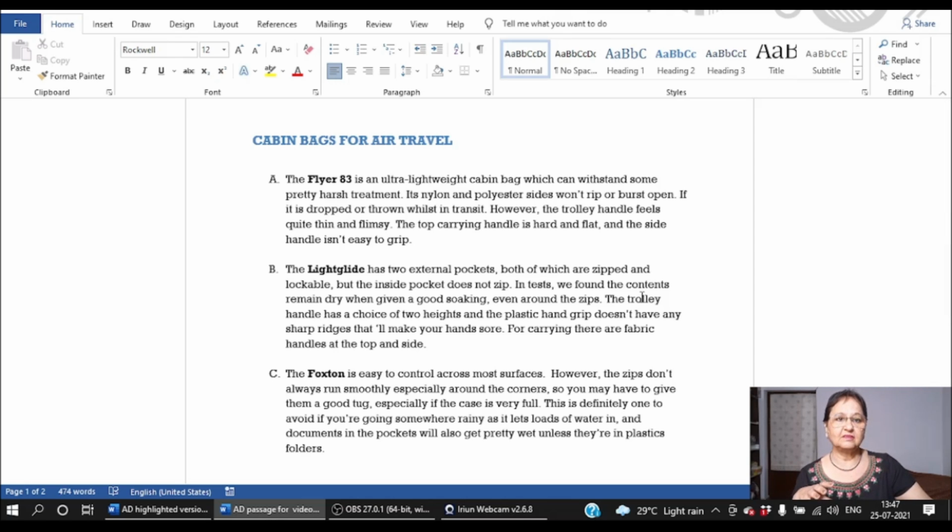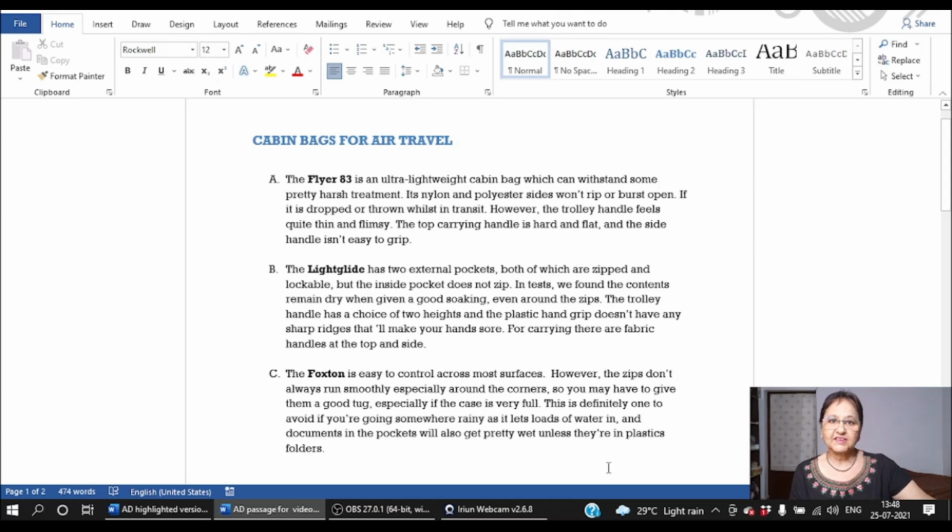When you read the heading, you need to spend at least 10-15 minutes getting a complete understanding of what the heading is all about. So in this case, we can conclude that cabin bags for air travel means you can expect every paragraph to describe particular cabin bags, their qualities, their negatives, and their positives.